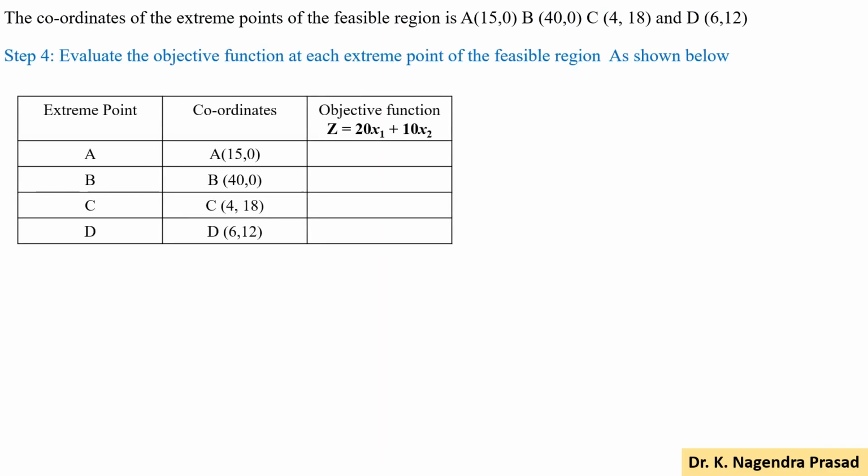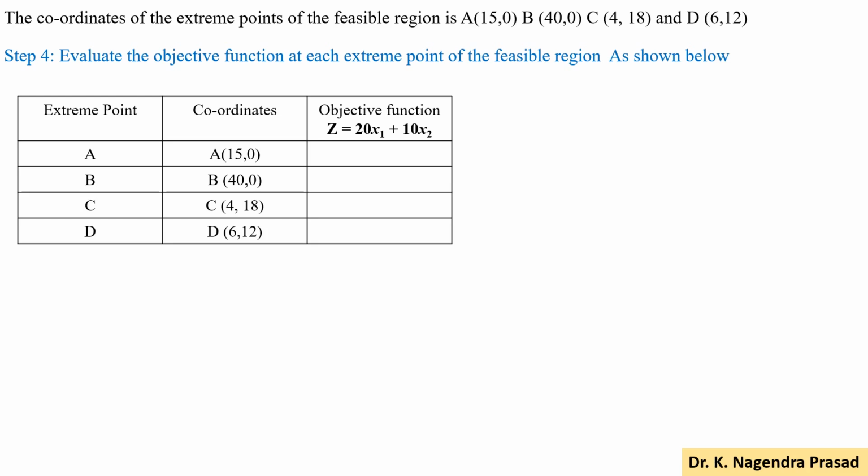Next step is to evaluate the objective function at each extreme point of the feasible region as shown below. So in the table, first we have to locate all the extreme points and their coordinate values. Extreme point A coordinates are 15, 0. Another extreme point B coordinates are 40, 0. Another extreme point C coordinates are 4, 18, and another extreme point, that is D, coordinates are 6, 12.